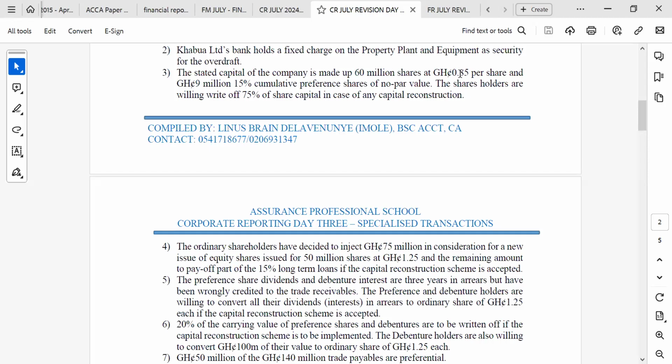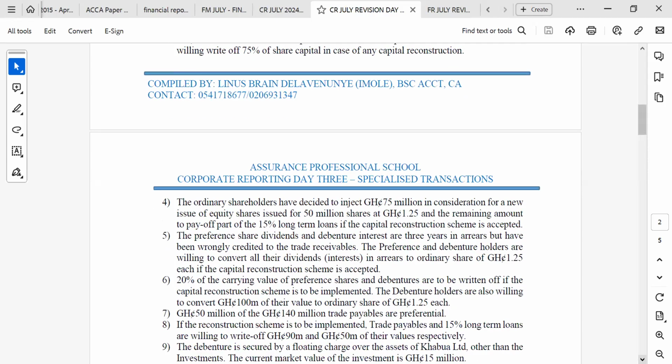Okay, so let's come to the ordinary shareholders. Four, the ordinary shareholders have decided to inject 75 million Ghana cedis in consideration for a new issue of equity shares issued for 50 million shares at 1 cedi 25 pesewas, and the remaining amount to pay off part of the 15% long-term loans if the capital reconstruction scheme is accepted.